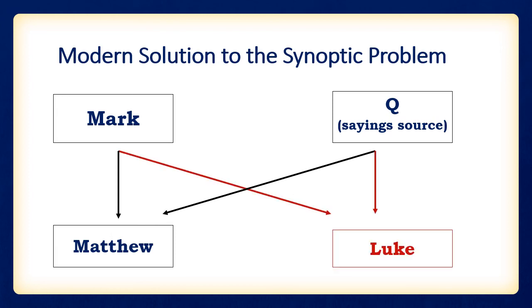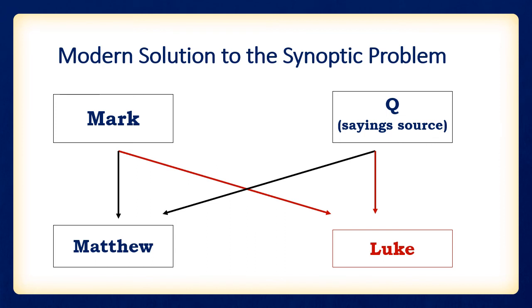Luke writes third, and he also uses Mark, and he also uses Q, the saying source, but he doesn't have access to Matthew. He's not reading Matthew and using his material. Luke also has his own unique material, and when we get to Luke, we'll see a lot of that. You know, his stories: the parable of the Good Samaritan, for example, only found in Luke. Parable of the prodigal son, only found in Luke. Parable of the rich man and Lazarus, only found in Luke.